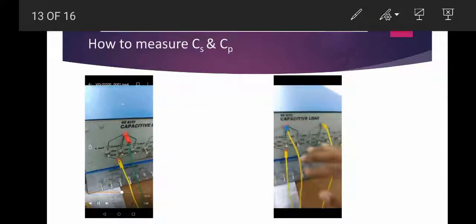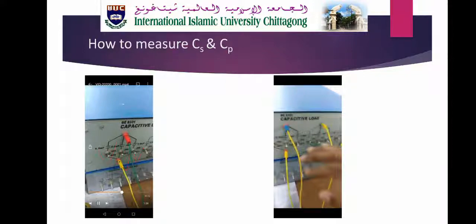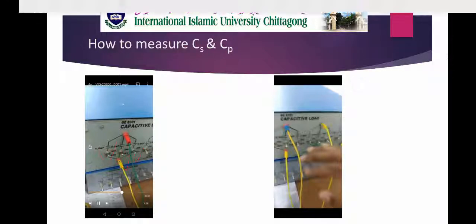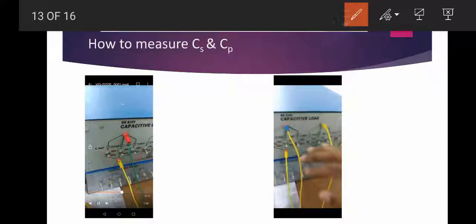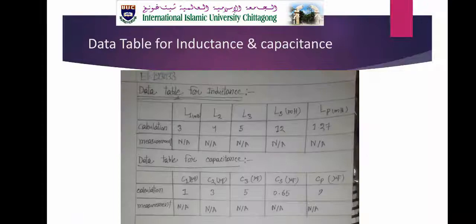How to measure CS and CP. The capacitors in the picture on the left are connected in series. We have to switch on C1, C2, C3. On the other hand, in the right side figure, we connected capacitors in parallel like this. We have to switch on C1, C2, and C3. And moving to the next slide.